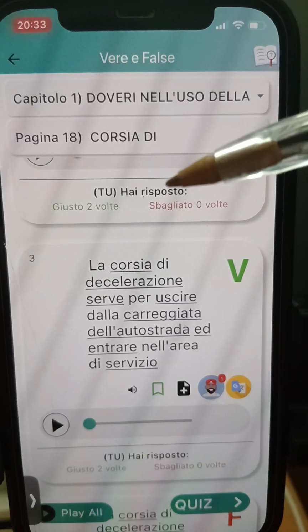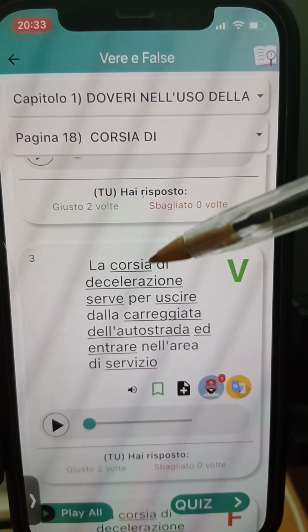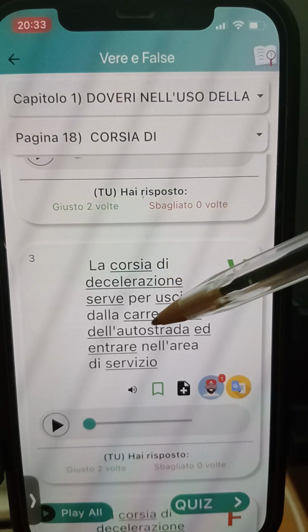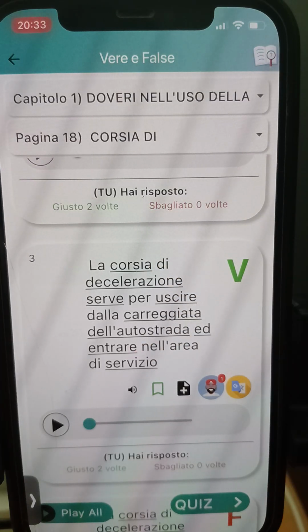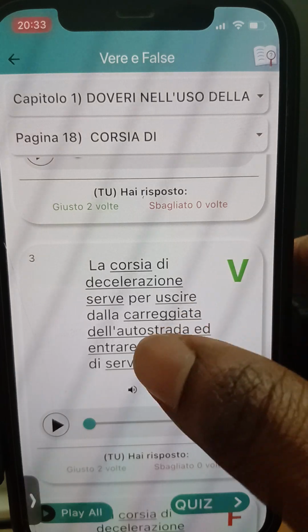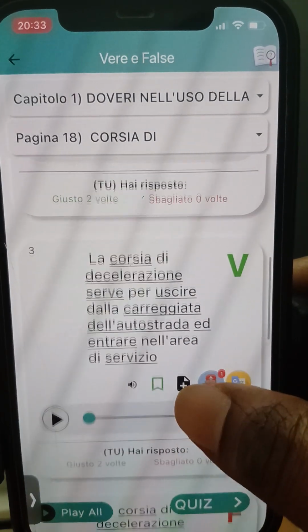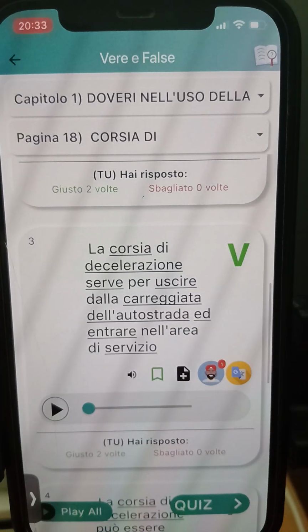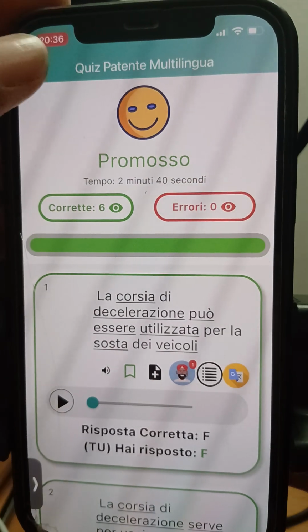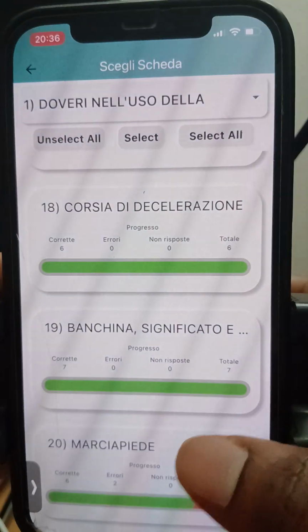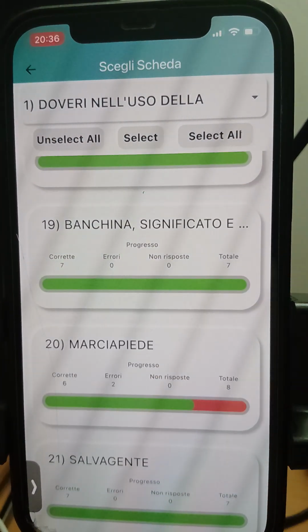So you will use this corsia di decelerazione, which is the deceleration lane, to exit the carriageway and enter into the service area. All right, there's no word I want to show here. So any question? So let's go to what?